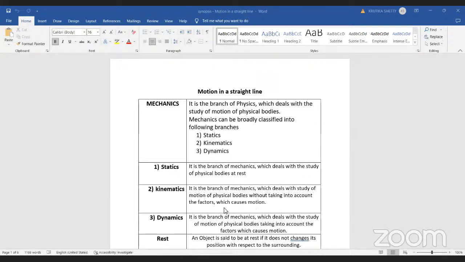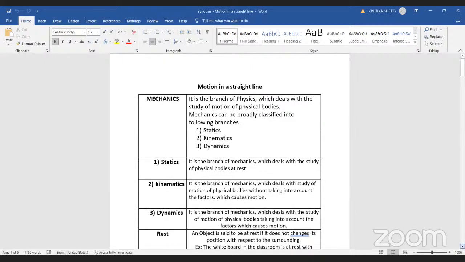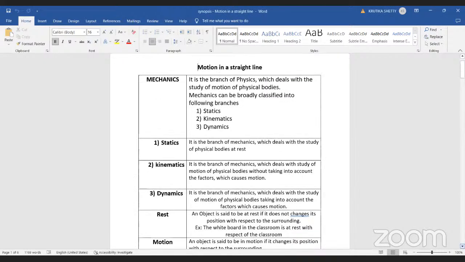So the difference between kinematics and dynamics is that in kinematics we will not take into account the factor which causes the motion, but in dynamics it matters why the motion is occurring. Okay? So motion and rest are relative terms. What are relative terms? For example, lightness and the darkness, these are two relative terms.